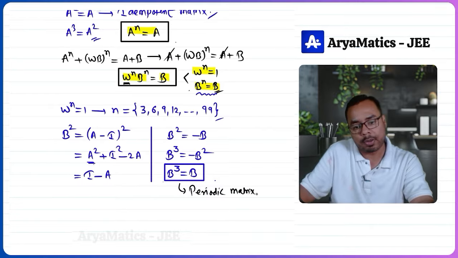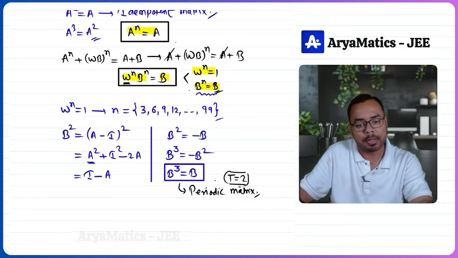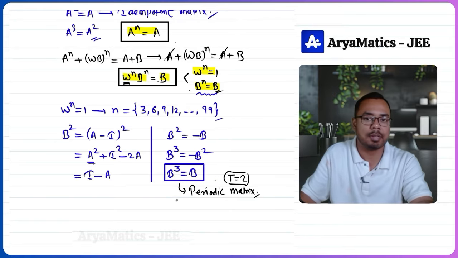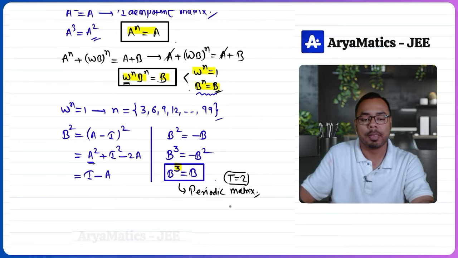In the case of a periodic matrix, A raised to n plus 1 is the same as matrix A. So if B cube is matrix B, this will imply that matrix B is a periodic matrix. And what is the period of this matrix? The period will be nothing but 2, right? For a periodic matrix, the definition is that A raised to n plus 1 is matrix A, and then n is the period. So here this 3 you can write as 2 plus 1. So that means we have a periodic matrix with period 2.